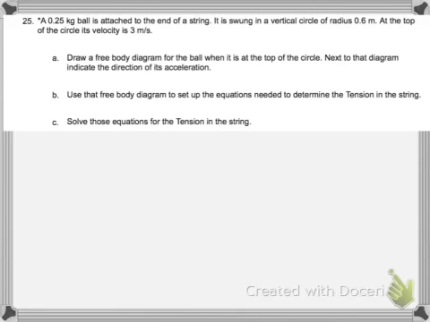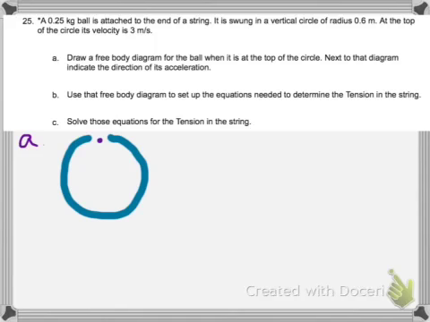So when drawing a free body diagram, we usually just draw a dot to symbolize the object. Now in this case, it's at the top of a circle, so it might help us if we understand that there is a circle surrounding it. So with our ball at the top of the circle, we know that we always have our force of gravity pulling downwards.